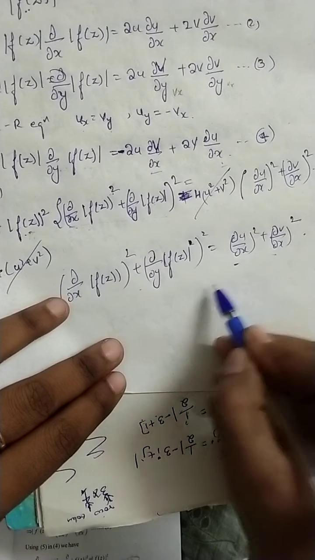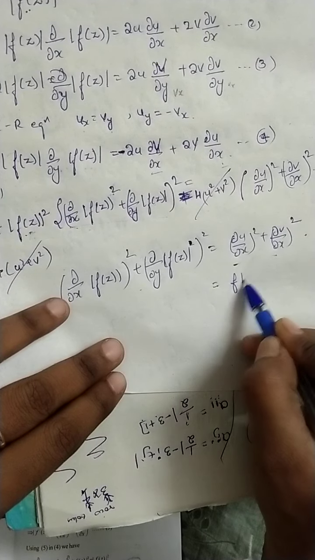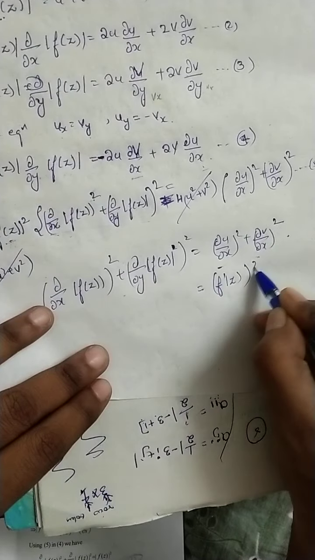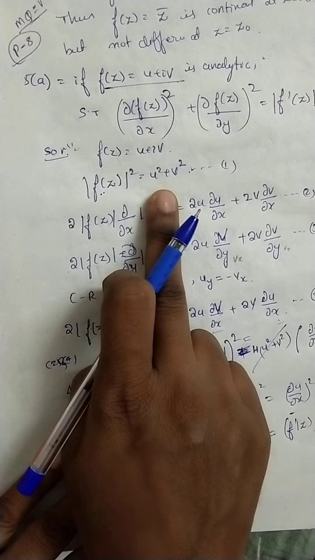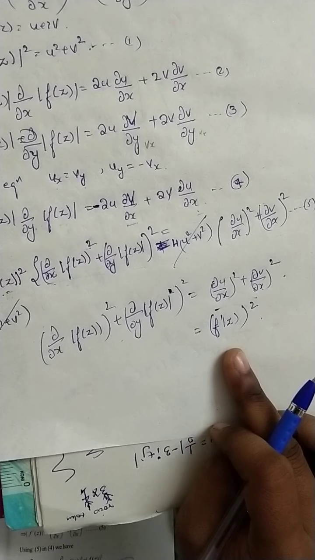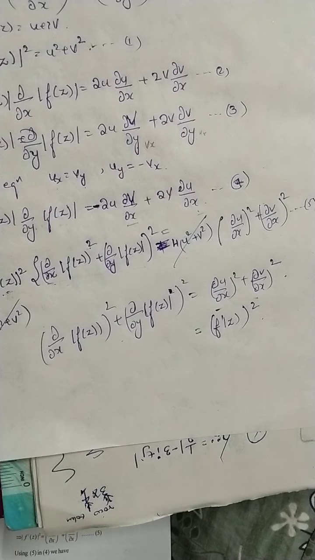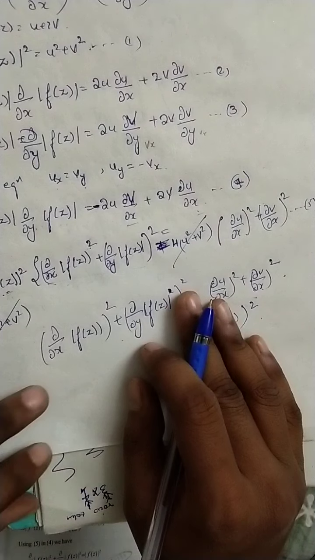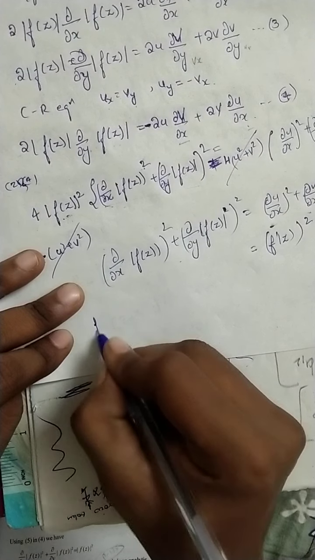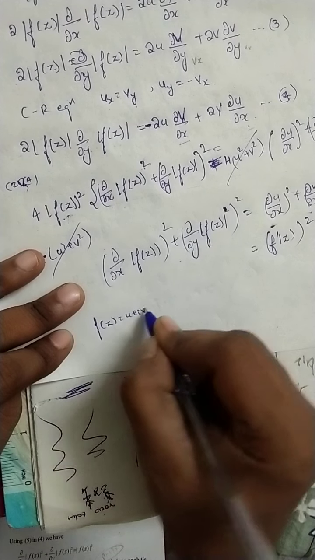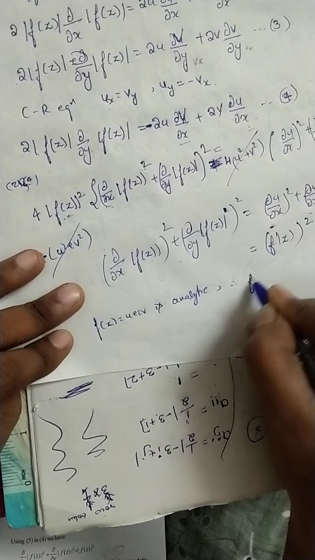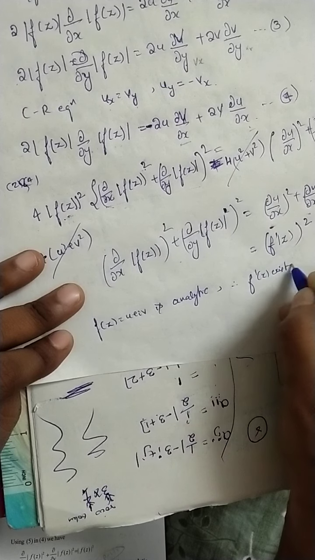So we can replace this part by f dash of z. Okay, f dash of z whole square means if you differentiate this again, you will get the same value only. So f of z is equal to u plus iv is analytic, therefore f dash of z exists. That is our consideration at the end.